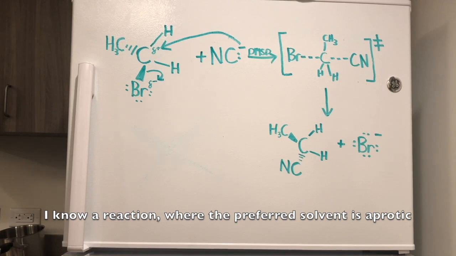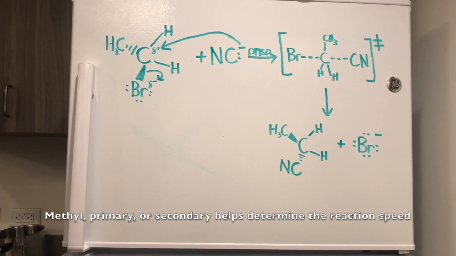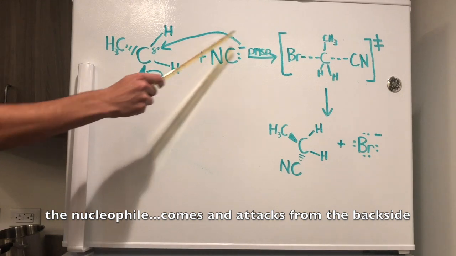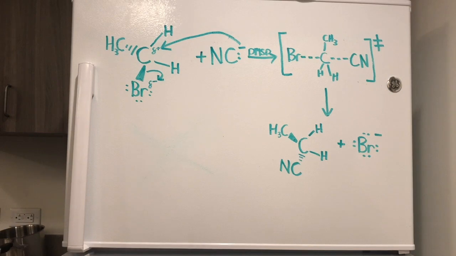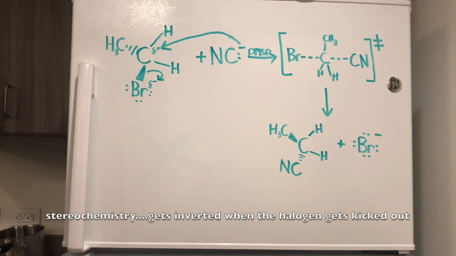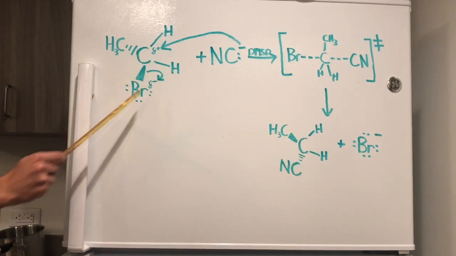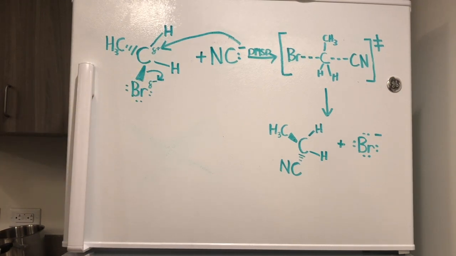I know a reaction where the preferred solvent's a product. Methyl, primary, secondary, helps determine the reaction speed. The nucleophile comes attacks from the backside. Stereochemistry gets inverted when the halogen gets kicked out. There must be a good leaving group, but nothing comes close to iodine.